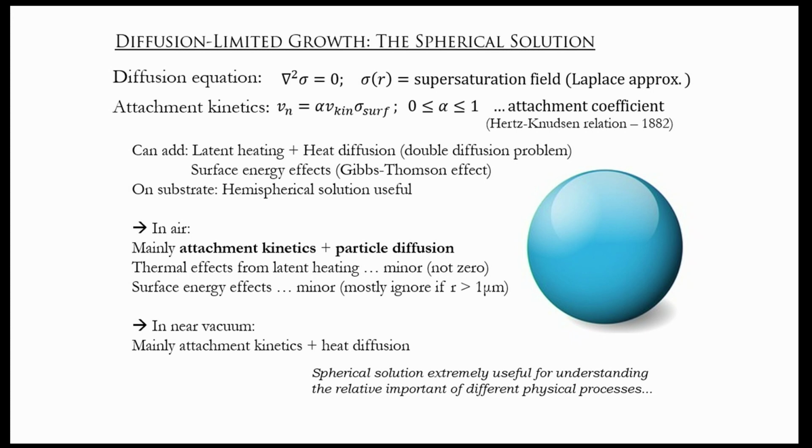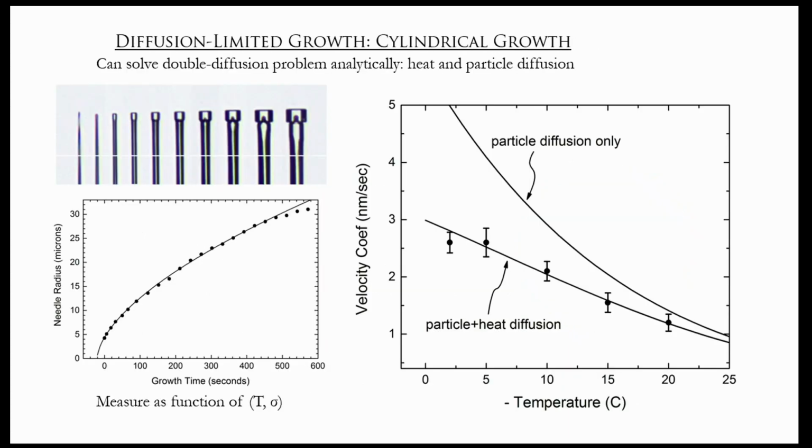For example, that thermal effects, you can mostly ignore thermal effects. Now here's what I mean by mostly ignore. There's another solution. Of course, we can write down a cylindrical solution. You all remember cylindrical solutions in E&M. Same thing, just some logs thrown in. And we can again solve the double diffusion problem analytically for heat and particle diffusion.